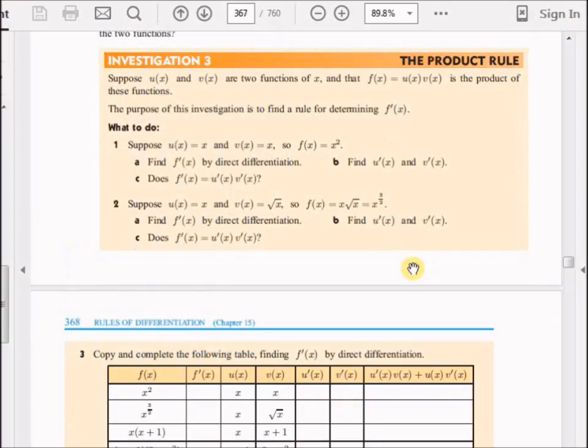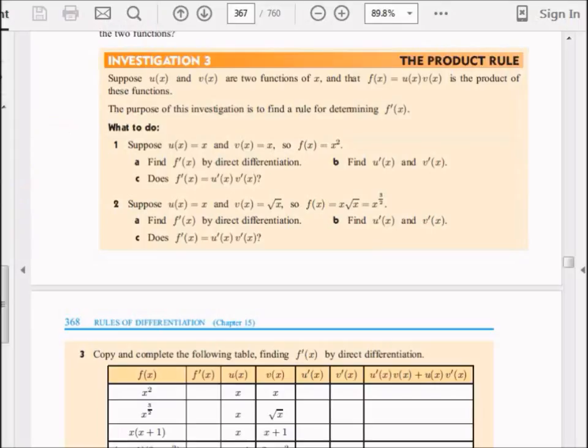Welcome to 15.C, the product rule. We're going to be looking at investigation number 3. I would like you to actually take a copy of that investigation, which I've placed on the website, to make things easier for yourself.